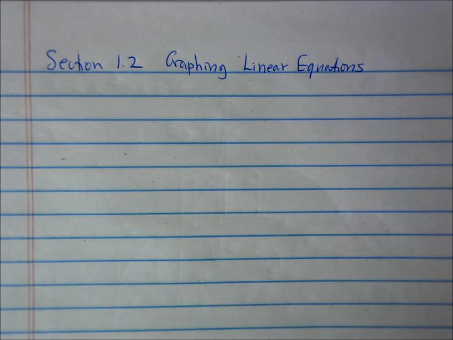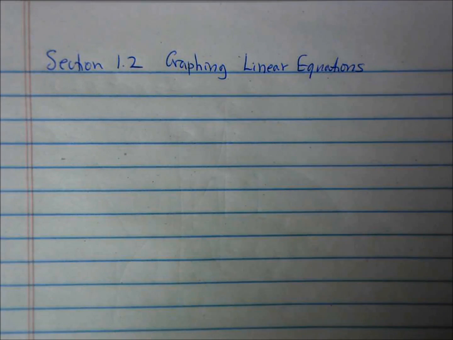Section 1.2, we're going to talk about graphing linear equations. Alright, we need a few definitions before we get into this. First is a linear equation. A linear equation is any equation that can be written in this form: ax plus by equals c, where a, b, and c are real numbers.